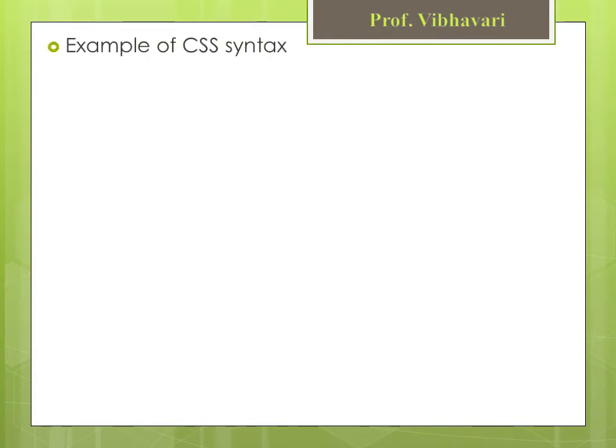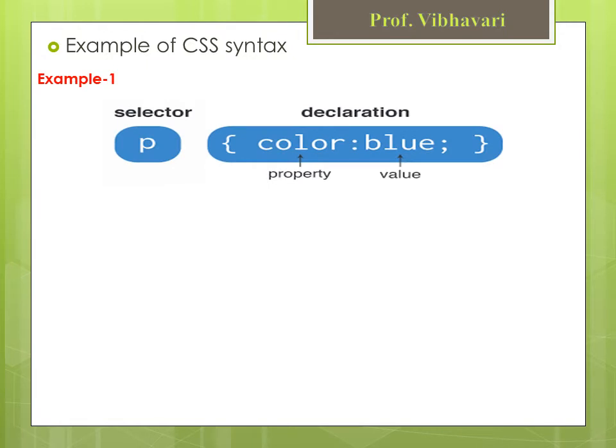Now, examples of the CSS syntax. Now I will take the example first. In this example, I'm going to show you that in my code, if a certain text or certain sentence is there which is in between the p tag, that means the p tag open and p tag close, over that sentence I would like to apply the property name color, and its value should be blue. In that case, I will take the selector in the form of p.